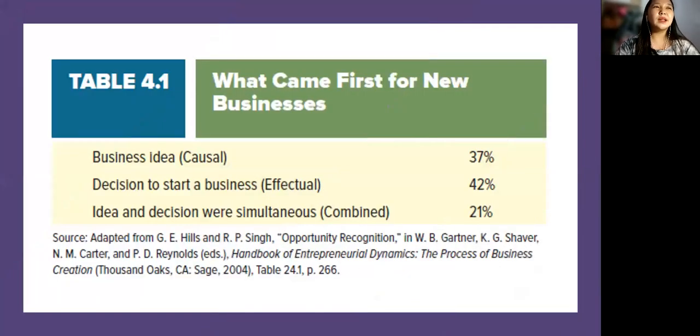Okay. So ang causal class is you have the business idea. So what came first for new businesses? You have the business idea, so it's causal. You have your dream, you know what you want to do. The second type is yung effectual or effectuation is the decision to start a business because you found something na nakita mo na mayroong opportunity. That is effectuation. And of course, kapag combined, idea and decision were simultaneous. So pag business idea, it is causal, and kapag effectual is decision to start a business.